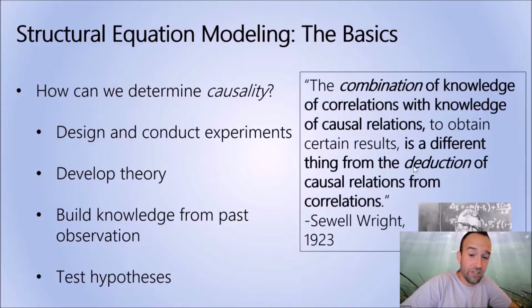And here's a quote from almost 100 years ago by Sewell Wright, who was the pioneer of the first generation of SEM, basically asserting the acceptability of inferring causality with SEM. It's the combination of knowledge of correlations with knowledge of causal relationships. We're not simply relying on the statistical correlation to tell us there is a causal relationship, but in fact, we are imposing our understanding of causality on that association.